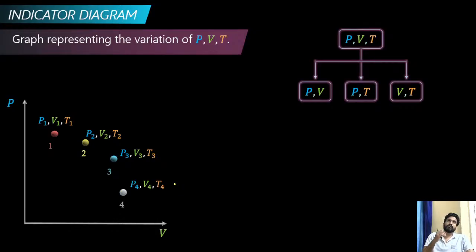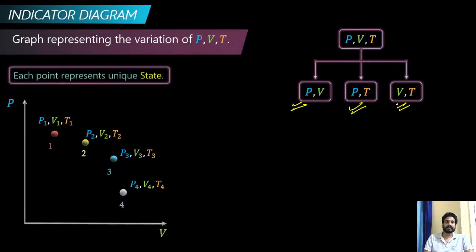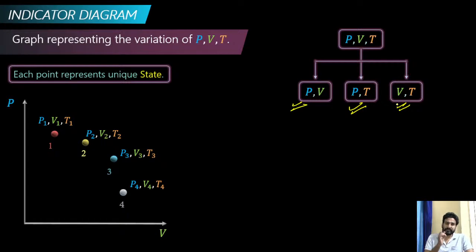So if we want to define a system, then we have to define P, V and T. If we have the values of P and V, then also we can define the system. If we have the values of P and T, or V and T, then the third parameter can be easily solved with the help of the equation of state. Each point represents a unique state of the system.